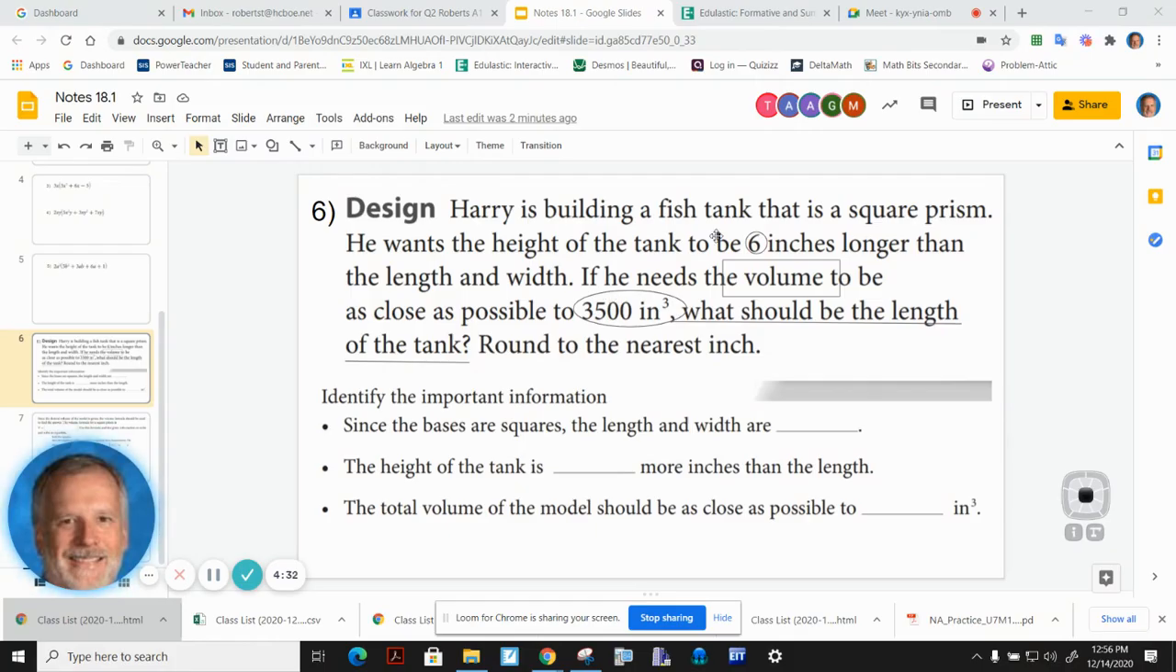And the problem tells me that it's a cube. In other words, everything's equal. So the length and the width are actually going to be the same measurement. Okay, so I'm just going to say, well, let's let S equal the length and the width.